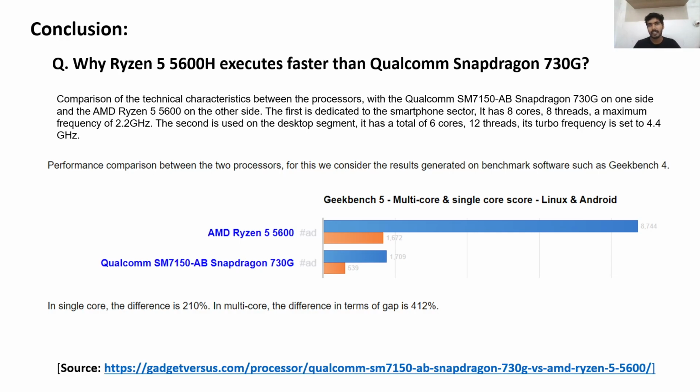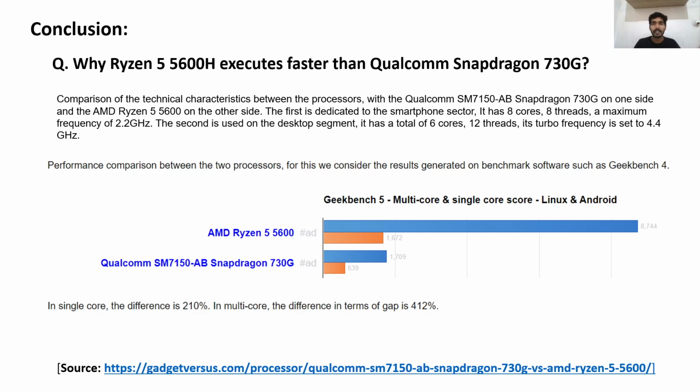As we know, these types of simple codes that we have used are just CPU bound. They don't need any GPU performance, and they can be executed on a single-core processor. That is, they will be using only one core of the CPU. So that's why, since the difference, as you can see, is 200%, easily we can see that the AMD Ryzen 5 5600H is going to execute much faster than the Qualcomm Snapdragon 730G for these types of codes.